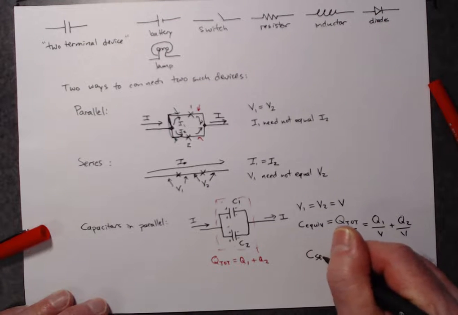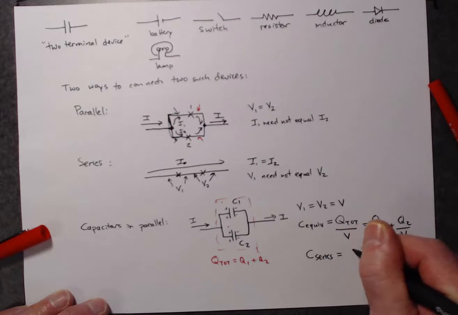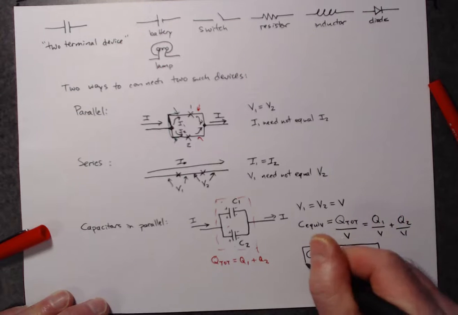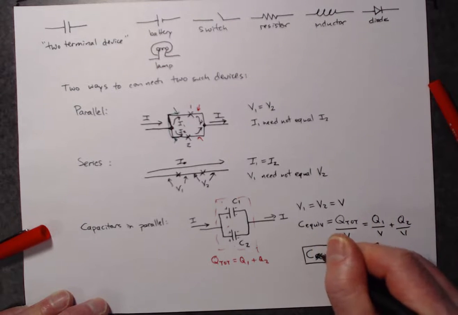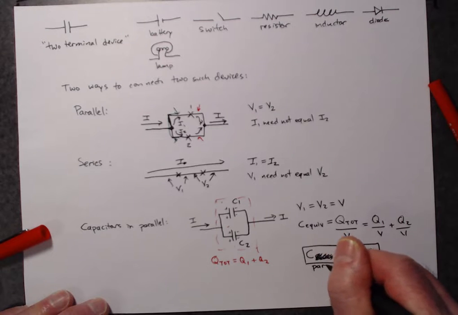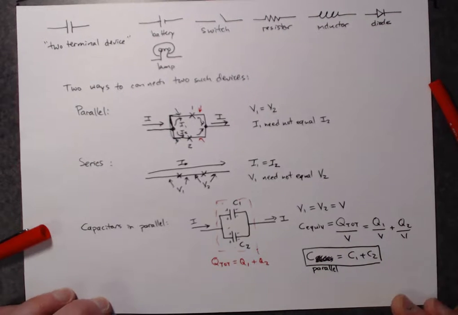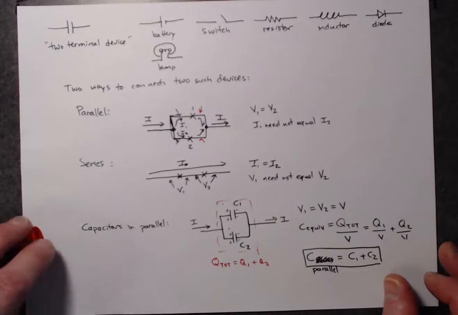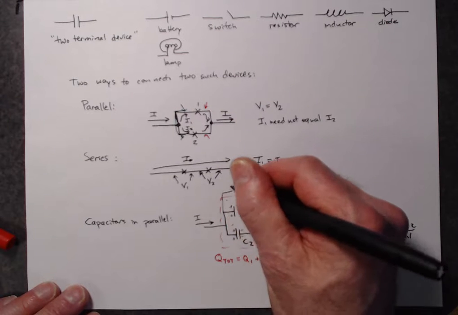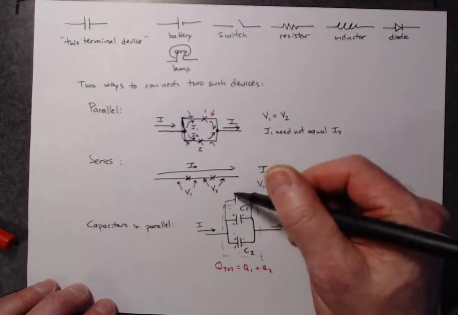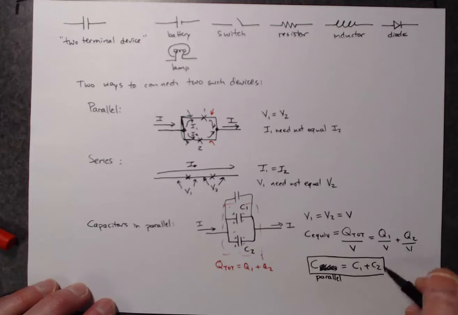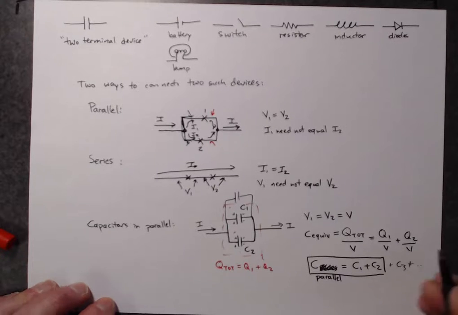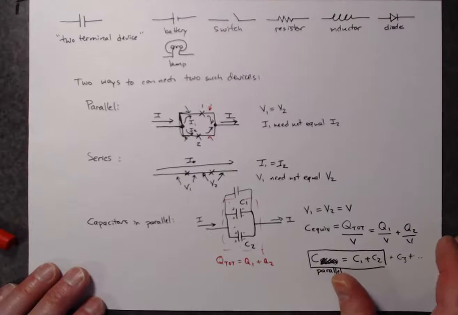So for capacitors in series, the net capacitance is just the sum of the individual capacitances. I got confused. I meant to say for capacitors in parallel, the net capacitance is the sum of the individual capacitances. If I had more of them in parallel, like this, you can see the total charges would just add up in the same way. So it would just add plus C3, etc. So for capacitances in parallel, you simply add the capacitances.